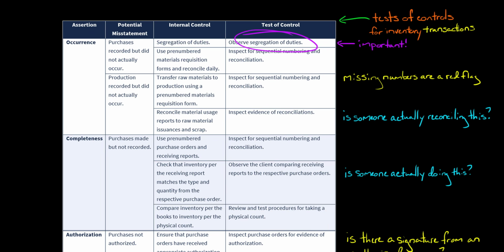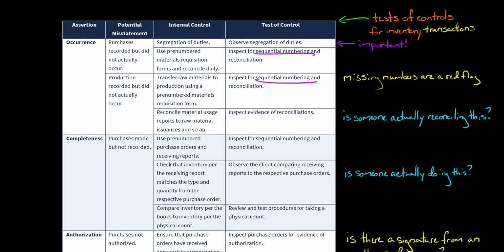Segregation of duties, not just with inventory, but with anything. This is absolutely critical when we come to internal controls. When we think about sequential numbering, whether it be purchase orders, material requisition orders, receiving reports, anything, there needs to be a sequential number, and you need to see that the client is actually checking for missing numbers in that sequence. Just because they use pre-numbered forms doesn't mean there aren't going to be any problems. Are they actually inspecting and saying, hey, I checked this every month and I just caught that there are multiple receiving reports that are not accounted for.